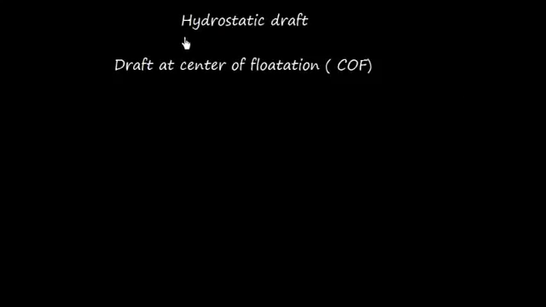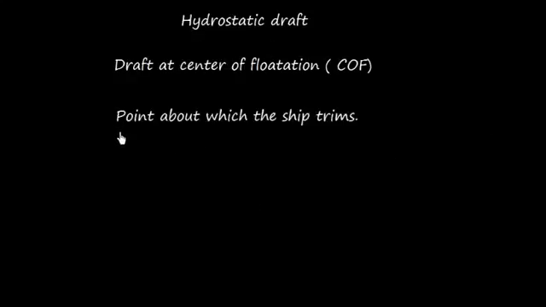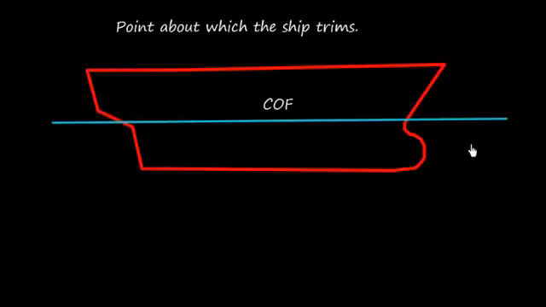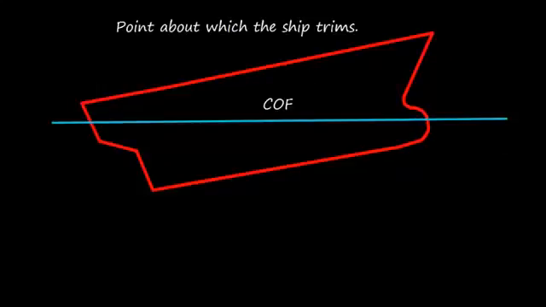Now let us first understand hydrostatic draft. Draft at the center of flotation is called hydrostatic draft. The center of flotation is the point about which the ship trims. So here this is the vessel and this is the point about which the vessel trims. So we can say the vessel trims like this at some point.